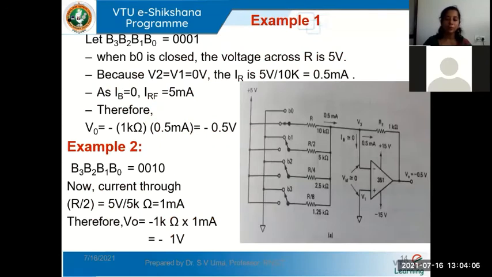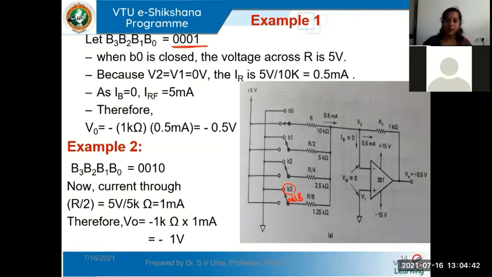Now, coming to the example of how we can find the value of the analog output voltage, let me take a 4-bit DAC as shown in this figure. This was the 4-bit DAC which we considered. Let's assume the switches B0, B1, B2, B3 are connected in such a way that the binary input is 0001. Here B3 represents the most significant bit value.